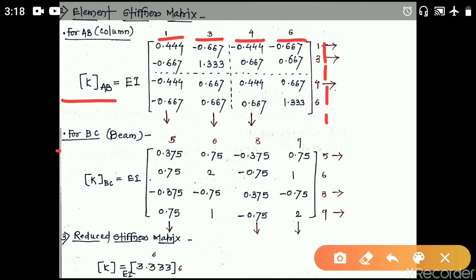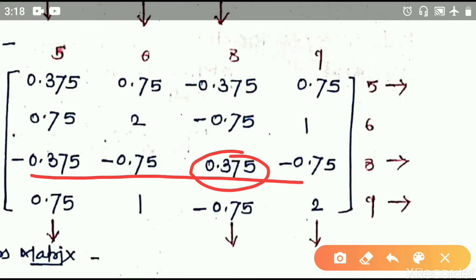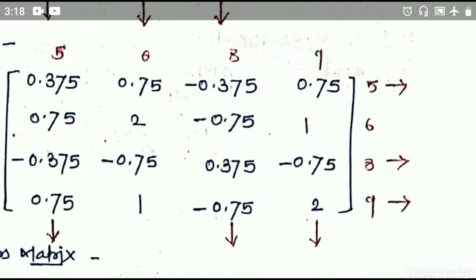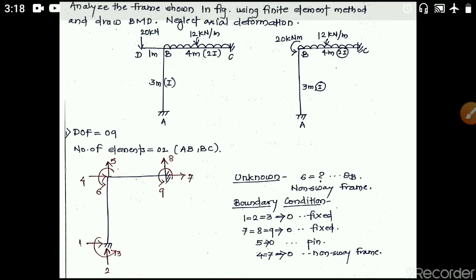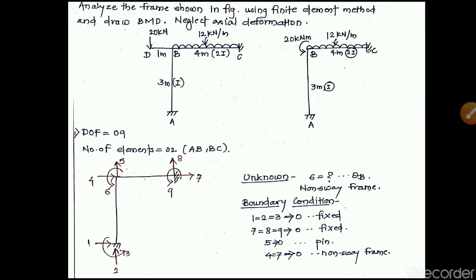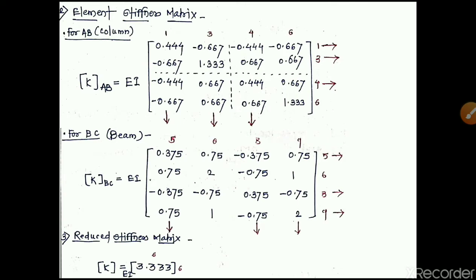Then write down the second element BC, which is a beam member. Here the parameters are the same, so put the values of L and EI of member BC in this and write it, giving the minus sign at the proper place. The minus sign is for the third row, third column, except this 3 3 element. So this matrix is completed by taking L equal to 4 meter and EI equal to 2 times I.